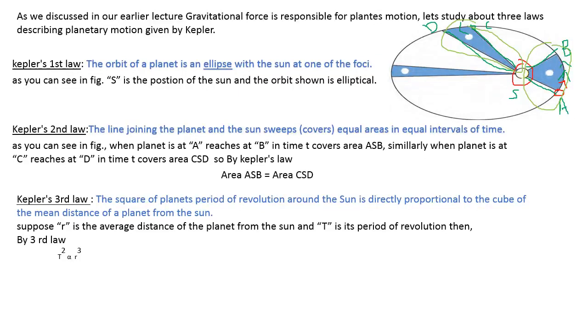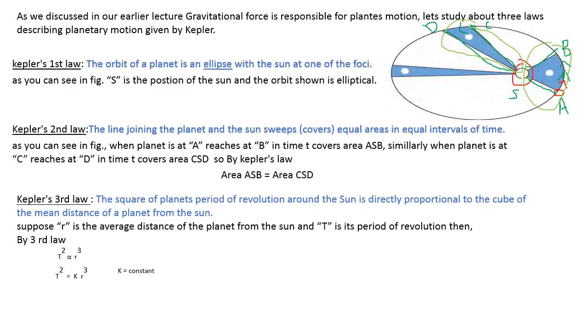Mercury is going to complete in 1 or 2 days, but Saturn and others are going to complete even within a 1 year one round, because they are very far. Means the mean distance is very high, and therefore the time period of revolution is also increasing. So you have to remember that the square of a planet's period of revolution around the sun is directly proportional to the cube of the mean distance. Means if mean distance is increased, period of revolution is increased. If mean distance of the planet is decreased, the period of revolution is also decreased.